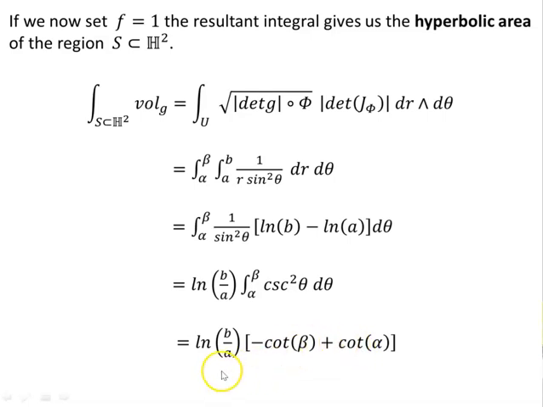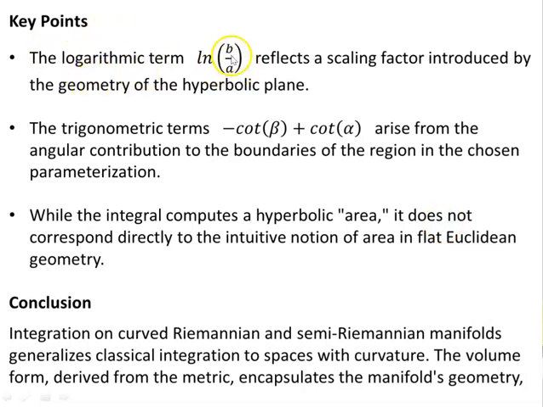Okay, so it doesn't look like length times width, does it really? It's a very different sort of thing. You have a logarithmic part here and you have an angular part here. Whereas in Euclidean space we'd have one length times another length, that's not the case here. It's a different type of space. So key points here: the logarithmic term log b on a reflects a scaling factor introduced by the geometry of the hyperbolic plane. The trigonometric terms here arise from the angular contribution to the boundaries of the region in the chosen parametrization. And while the integral computes a hyperbolic area, so to speak, it does not correspond directly to the intuitive notion of area in flat Euclidean geometry.